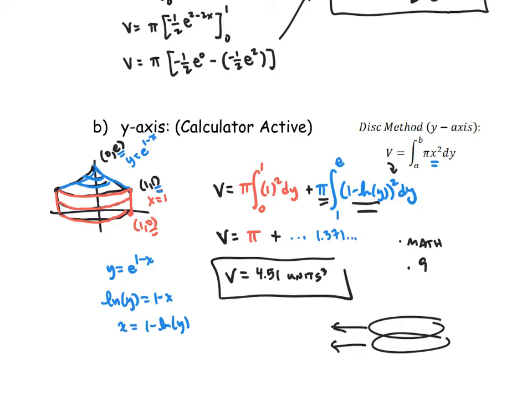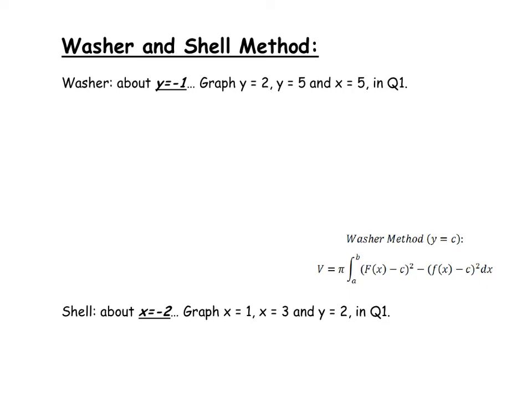And in most cases, it comes out to be a cylinder, or it could come out to be almost like this trapezoidal type shape, three-dimensional in nature. It depends on the functions that you're given. So with that being said, let's move on to the washer and shell methods.